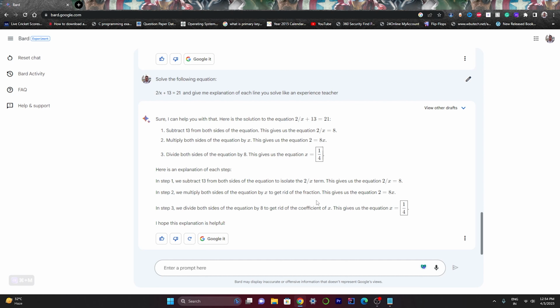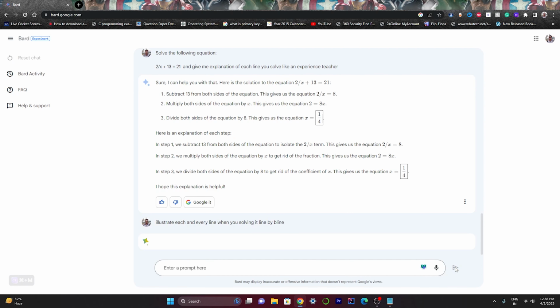But I don't want this type of answer. I want answers that illustrate each and every line. I am writing the prompt here that illustrates each and every line and why it is written there, explaining it to me. So I have given the prompt to illustrate each and every line when solving it line by line. Let's see what answer it gives me.